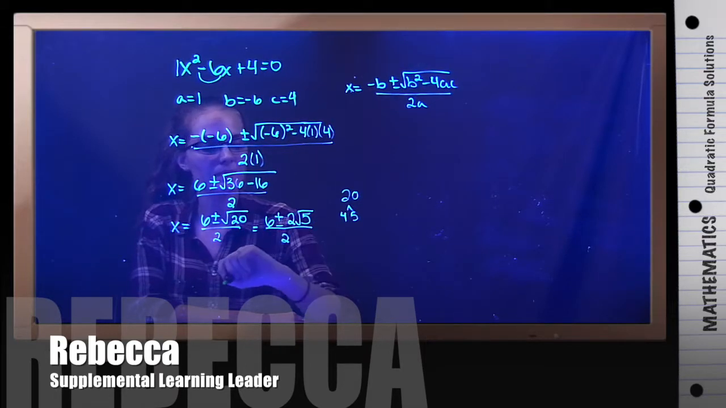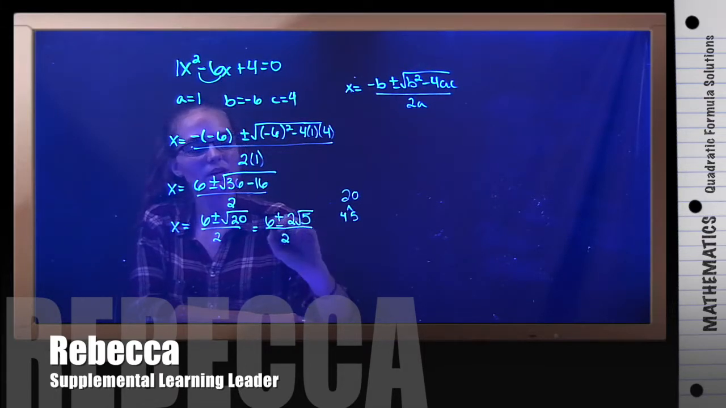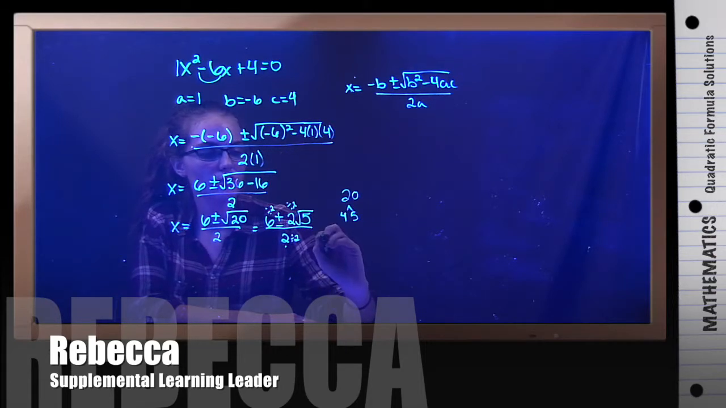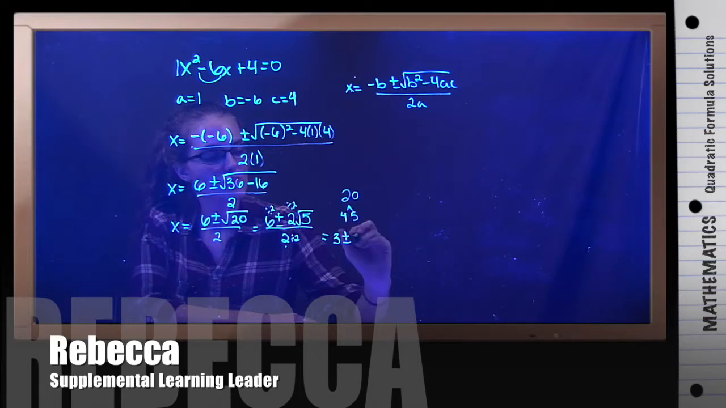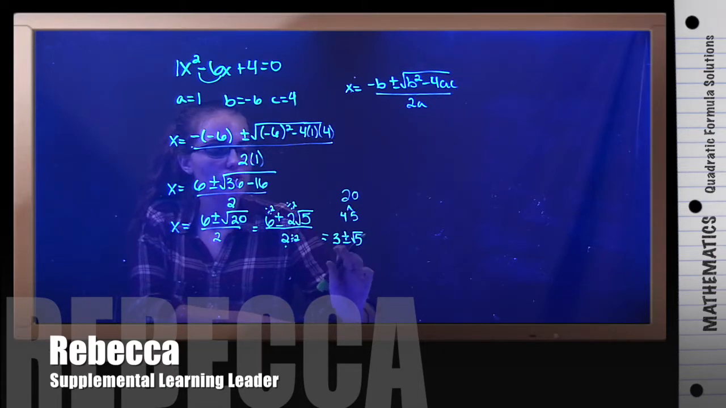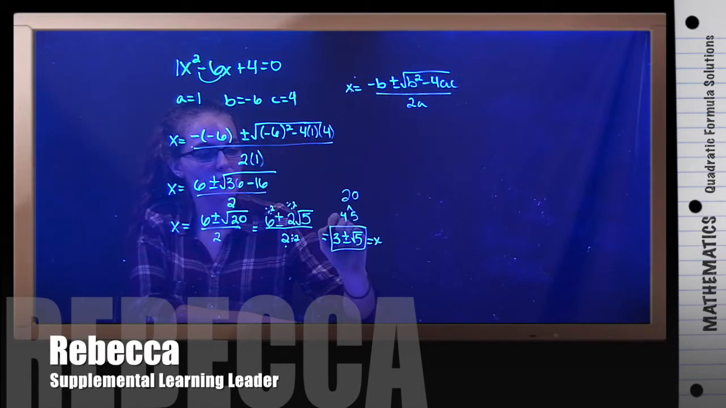over 2. And now we can even simplify this more, because if you notice, all of these are divisible by 2. So we can divide all of them by 2. So 6 divided by 2 is 3. 2 divided by 2 is 1, so we don't even really need to write it. And then 2 divided by 2 is 1 as well, so we don't need to write that either. So we have 3 plus or minus the square root of 5 is equal to x. So that's our final answer.